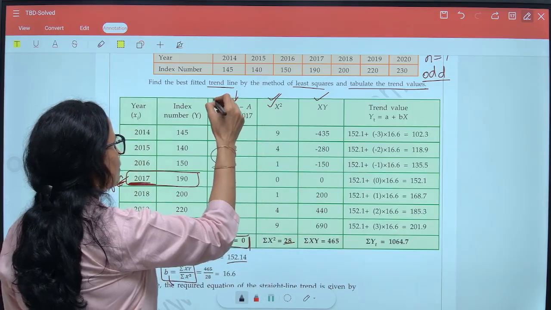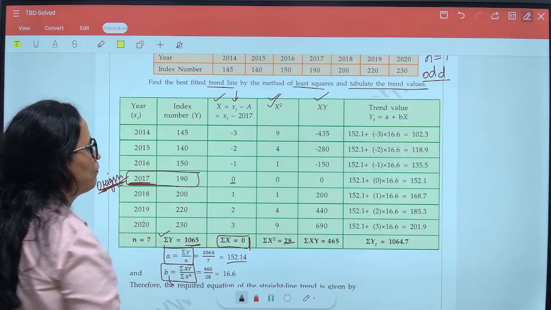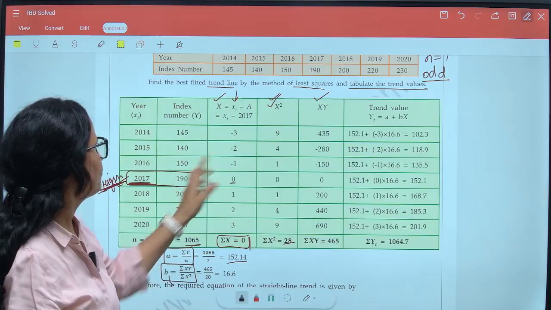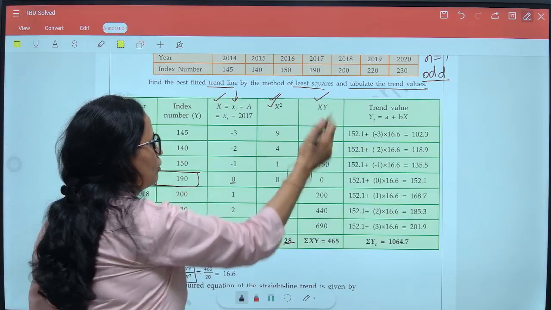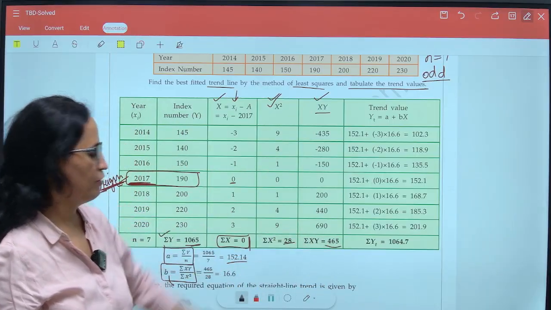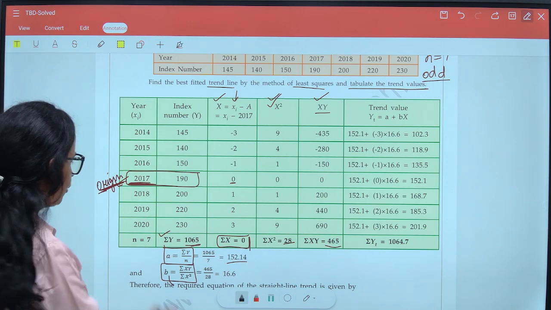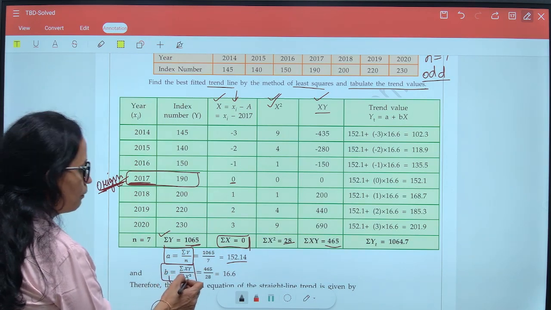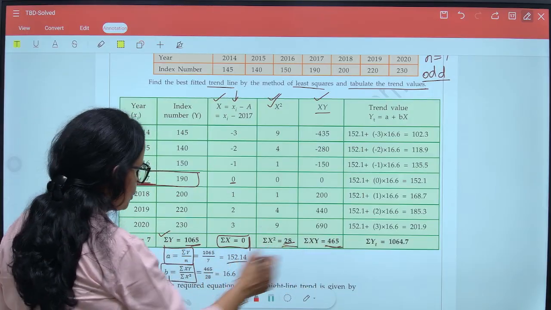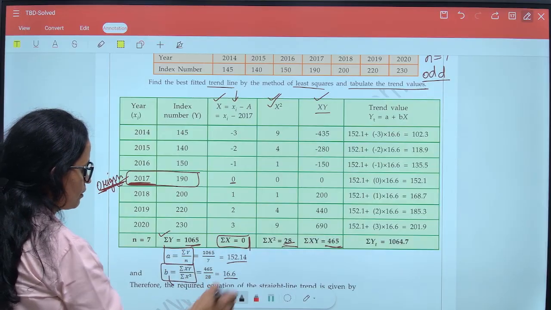Next you find the product of x and y. 145 into -3, -435. Again just find the product of these two columns, you get the column for xy, and the sum of this column comes out to be 465. Fine. Now the value of B is sigma xy upon sigma x square. So it is 465 divided by sigma x square, which is 28. So the value of B comes out to be 16.6.